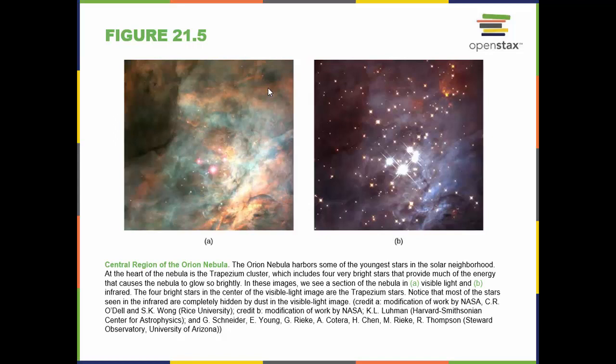So in these images, we see a section of the nebula in A, visible light, and B in infrared. And the 4 bright stars in the center of the visible light image are the trapezium stars. Most of the stars seen in the infrared image are completely hidden by the dust in the visible light image.